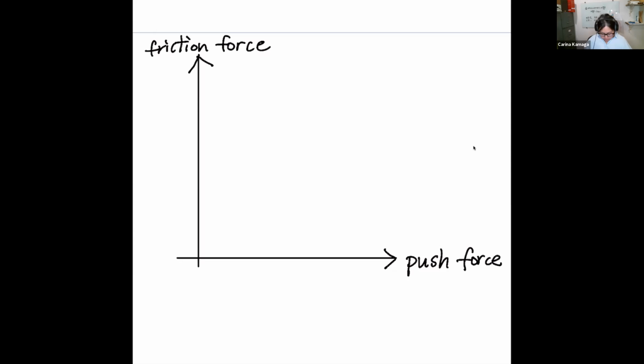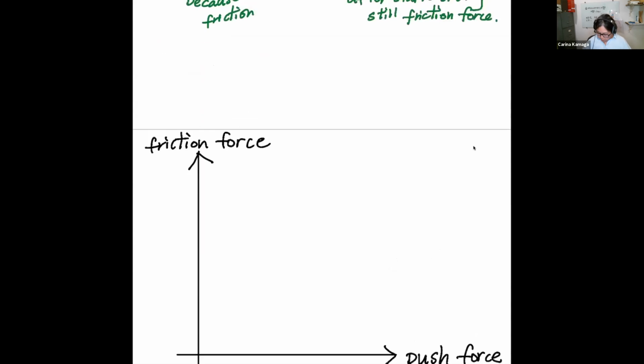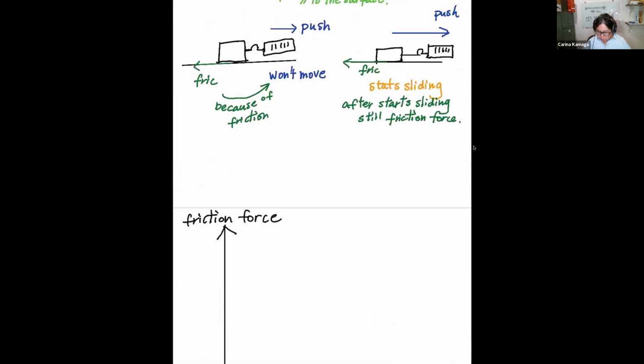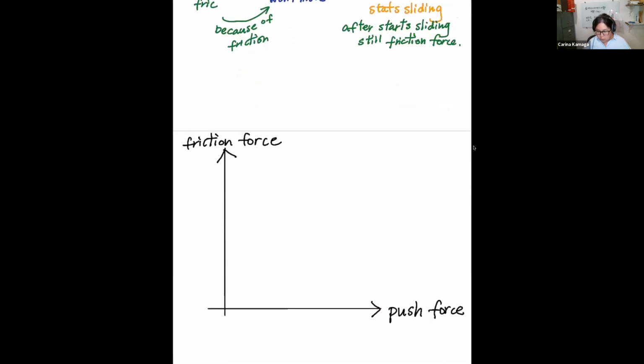Let's say, for example, in the example up here, I'm pushing, pushing, pushing, and it doesn't move. So when I push, let's say 2 Newton to the right, and the object doesn't move, how much is the friction force and in what direction?